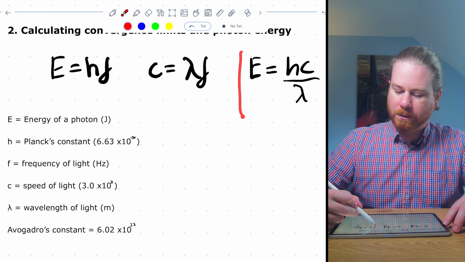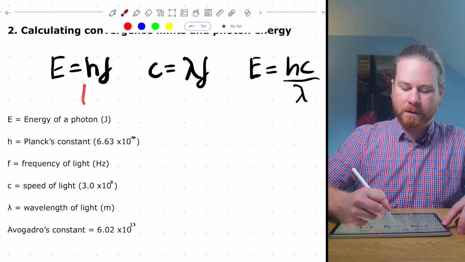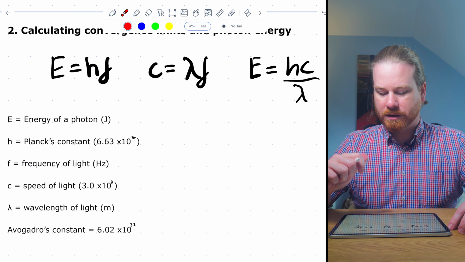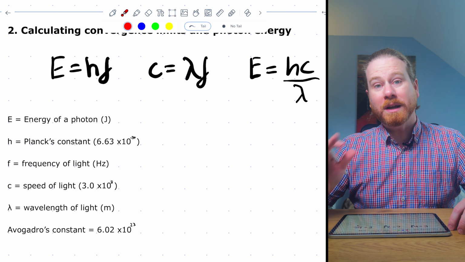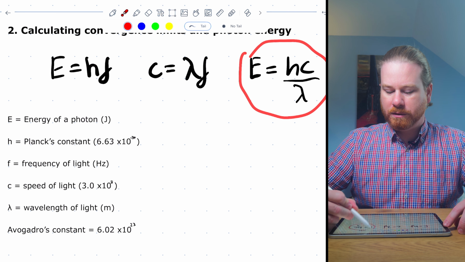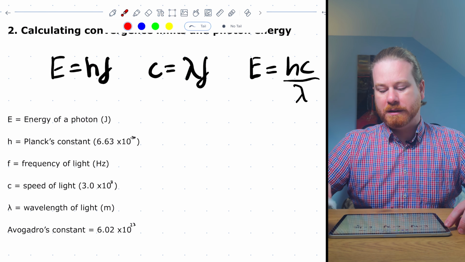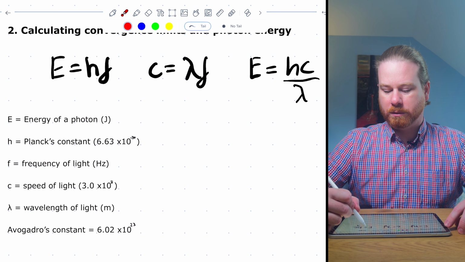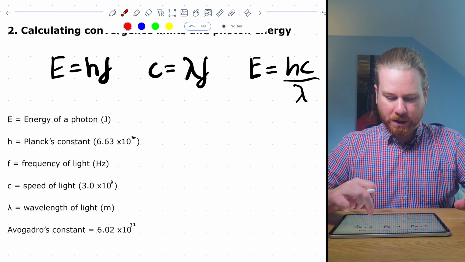And then this final equation is connecting these two equations together. So if you want to know the energy of a photon, but you've only got the wavelength of the light, then you can use this equation. It is just rearranging for f and then substituting what f equals over here. Nice and simple. So we're going to do a quick practice question now.